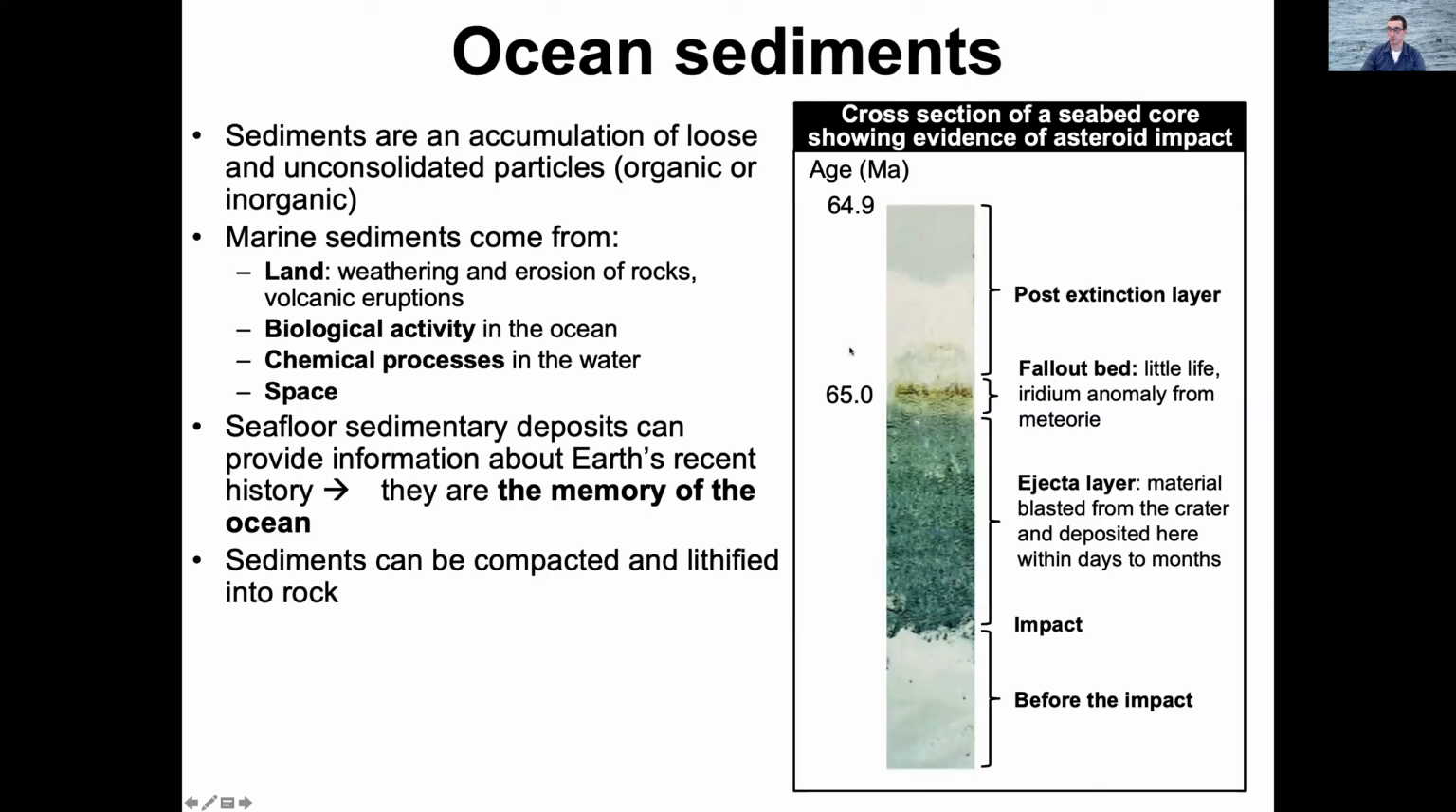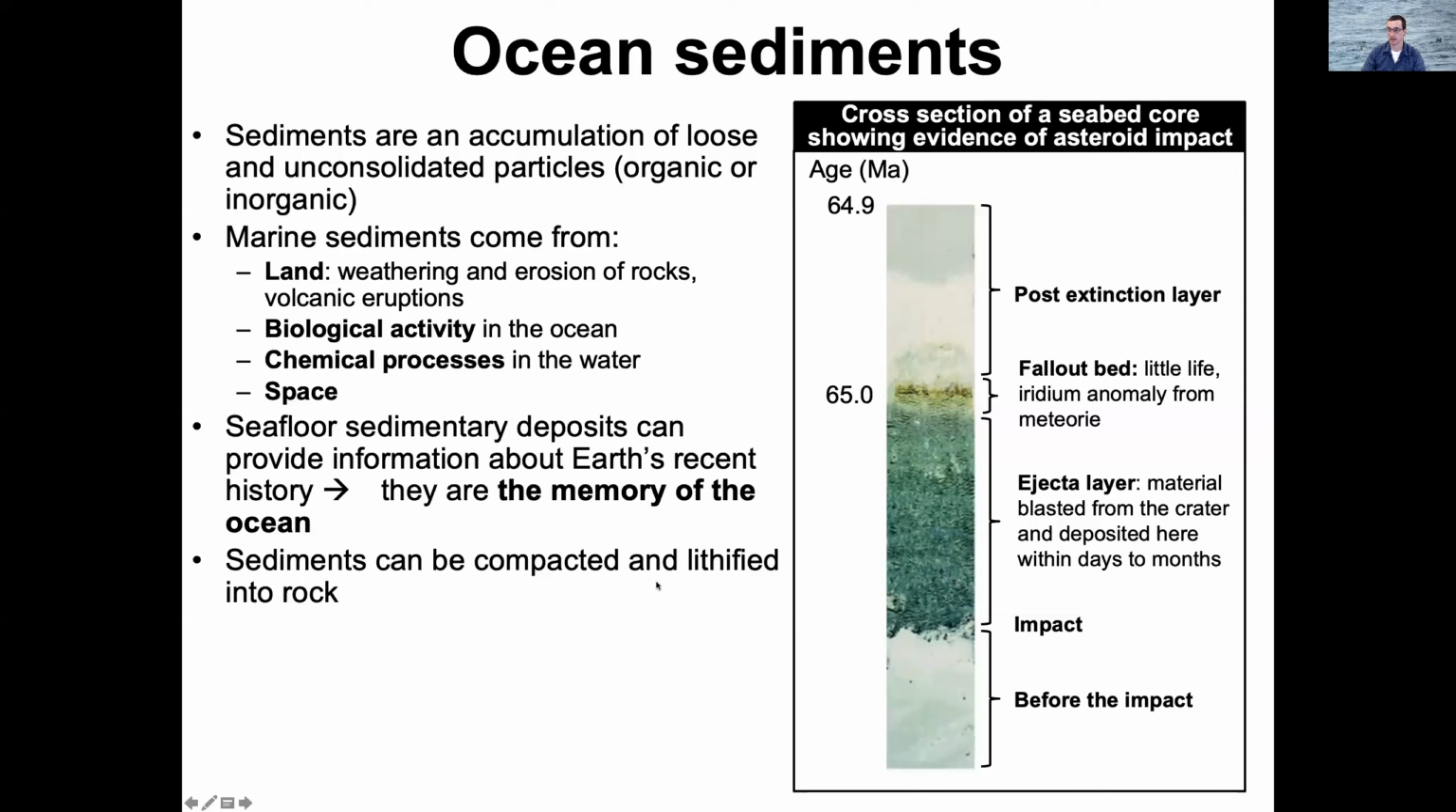So this is an example of how we can use sediment cores to understand the past history of the Earth and of the climate. And we'll talk more about that when we get to the climate change section at the end of this semester. But I wanted you to have some idea of one of the reasons why we look at sediments very carefully.